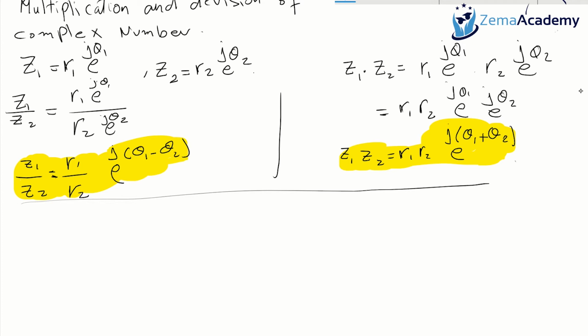Now, finally, based on multiplication, what you can say is that Z to the power n will simply be r to the power n, e to the power j n theta. Okay? Example.